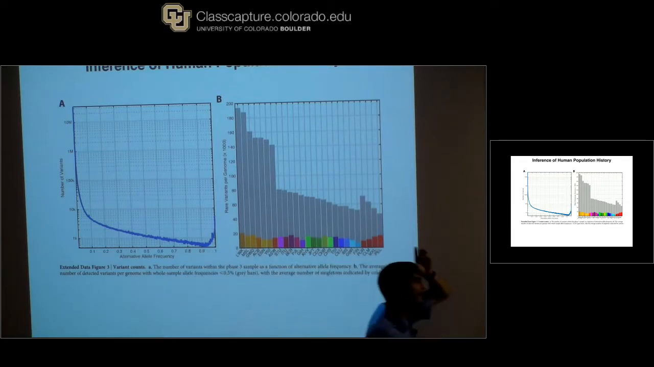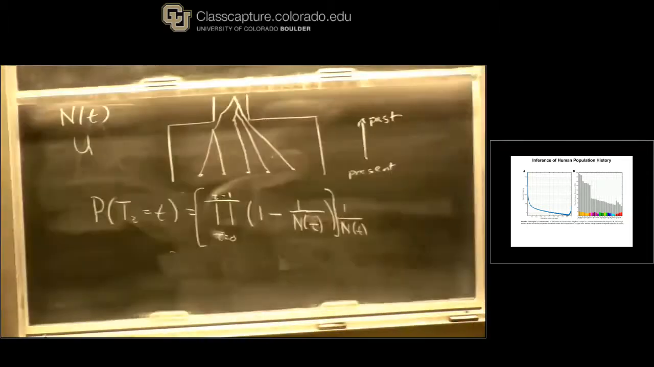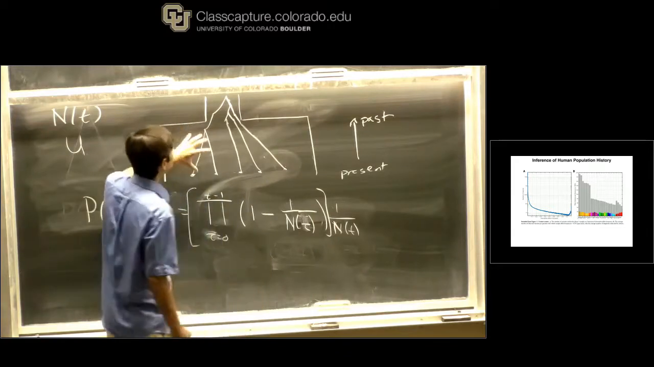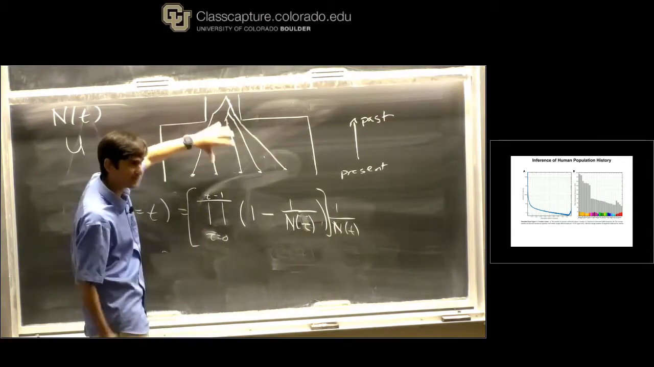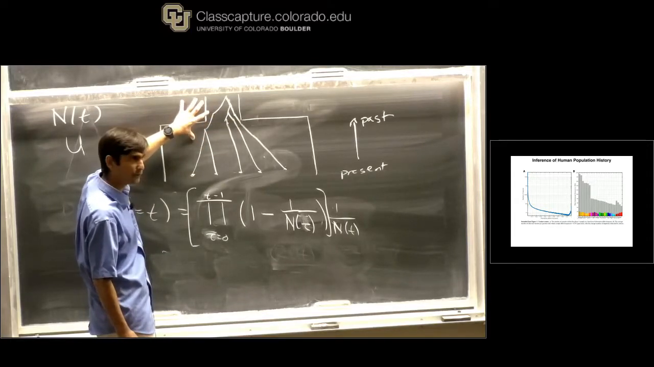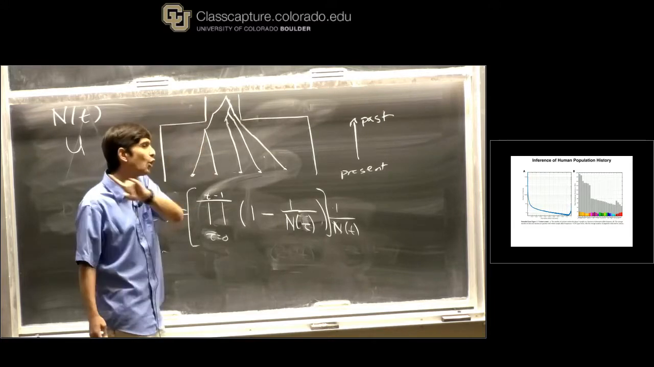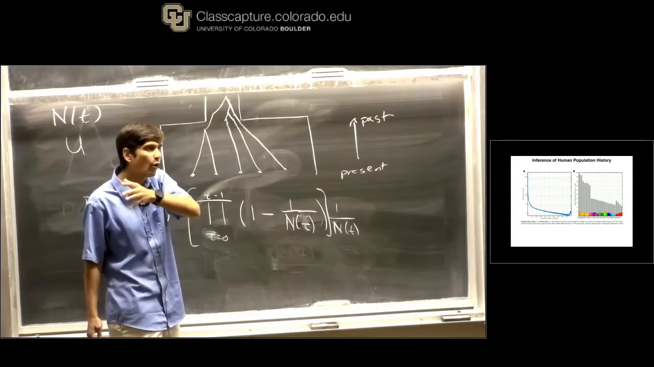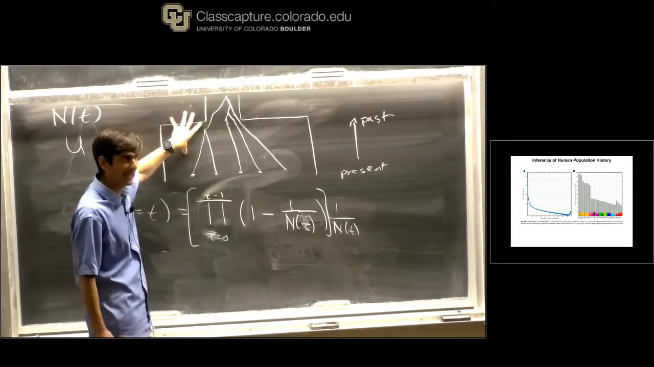And I guess what I want to get at is, I don't want to make too strong statements, but the problem is not that it's too hard to explain. The problem is it's too easy to explain. I'm not getting a precise thing out here, but it's not hard to imagine that one can choose values of N of t for which you get an almost arbitrary site frequency spectrum. Maybe not quite, but you can get almost anything by choosing an appropriate N of t.